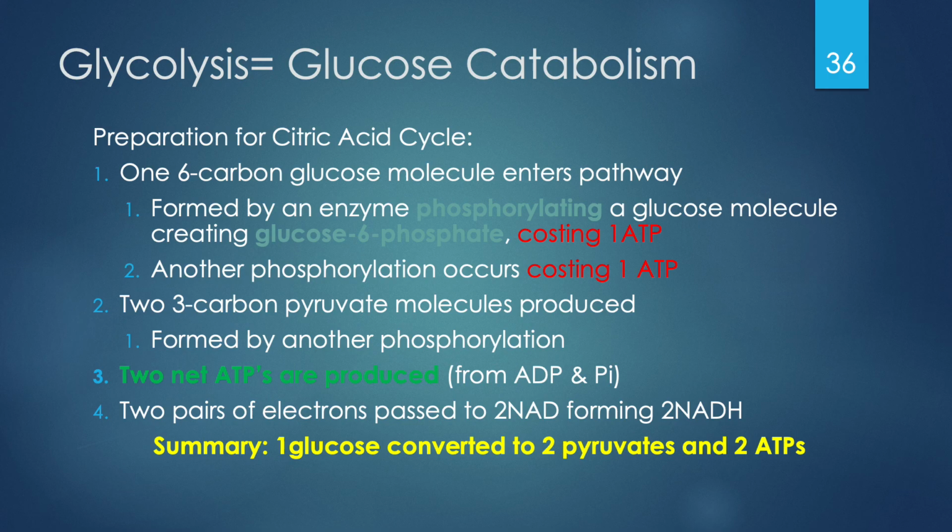2 net ATP are produced, even though 2 other ATPs were already spent in the process of phosphorylating the glucose molecule. So after this, we have 2 pairs of electrons that are passed to 2 NAD, forming 2 NADH. And so the overall summary of glycolysis, and this is important, is that 1 glucose molecule gets broken down into 2 pyruvates and 2 ATPs. That is the outcome of glycolysis.